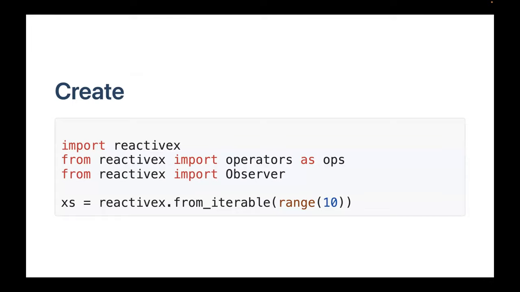So this is how we use the Reactive Extensions library. We import it, we import some operators, we import the observer object. The main part is here, where I'm creating an asynchronous stream. It doesn't look like one, right? This is simply a range of numbers. But when I pass it through that particular method for iterables, it converts it into an asynchronous stream, or, okay, an observable. So that xs is actually an observable.